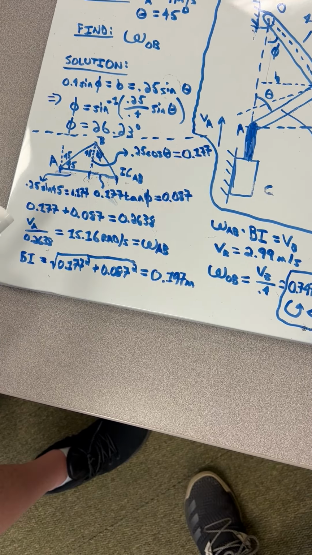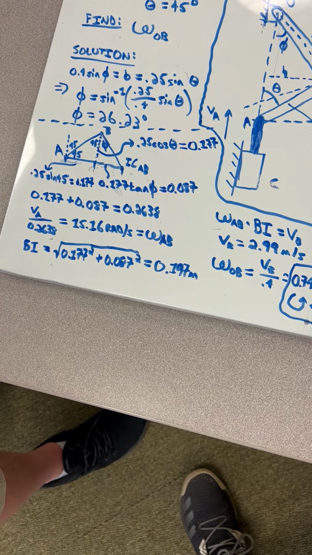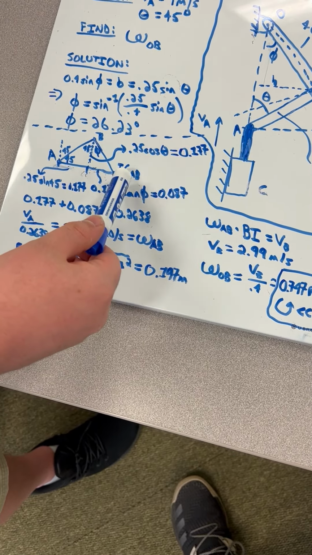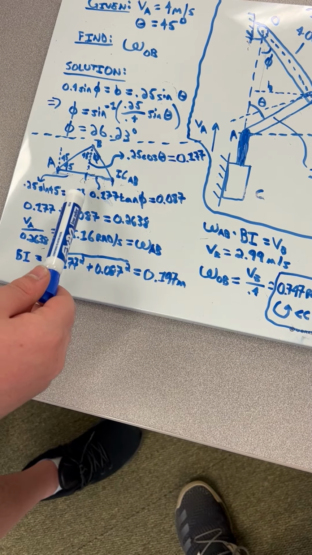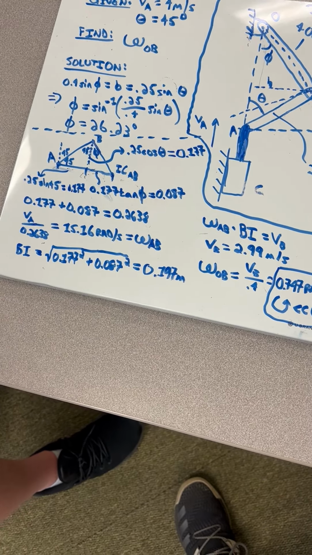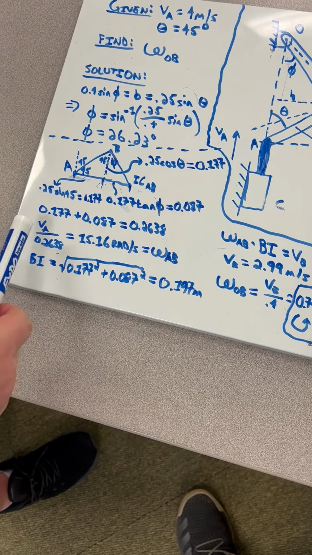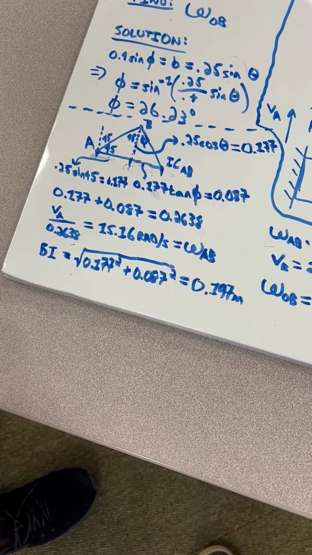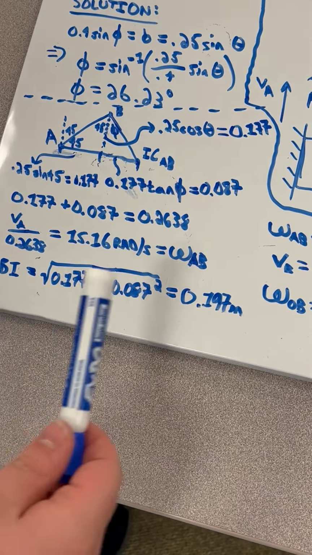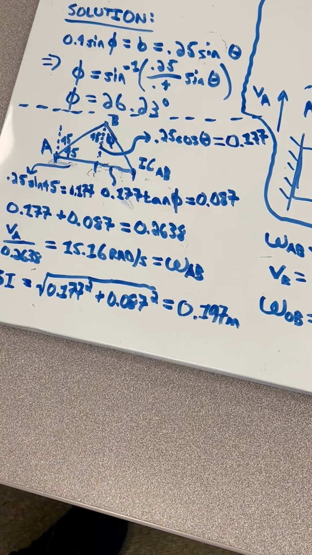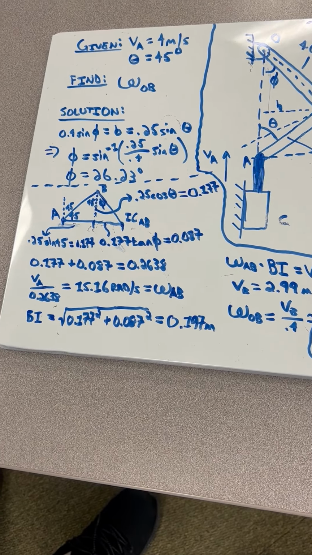Okay, so what do we do with that? Well, we know that the velocity of A is going straight up, and its instant center is here. We can find the angular velocity of AB by dividing the velocity by the length of that arm. So we take our velocity of A, which we know is 4 meters per second, and we divide it by the length of that arm, and we find that the angular velocity of AB is equal to 15.16 radians per second.